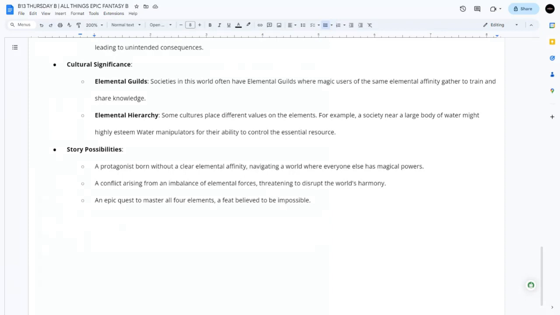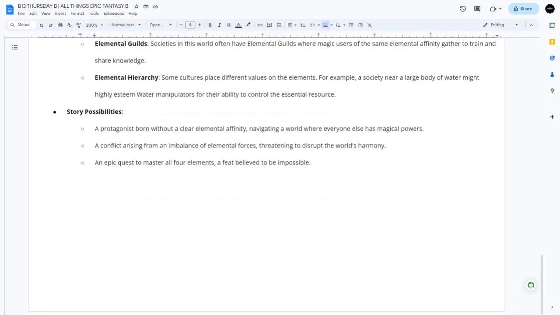So, what are the story possibilities? Well, a protagonist born without a clear elemental affinity, navigating a world where everyone else has magical powers. You could do conflict arising from imbalance of elemental forces threatening to disrupt the world's harmony. An epic quest to master all four elements, a feat believed to be impossible. I don't know if you've ever seen The Last Airbender, one of the most popular cartoons. That's basically what it is. All right. It was a lot of fun. Let me remove this. So this example of hard magic illustrates how precise rules and defined principles can shape the magic world. Okay, so keep that in mind.